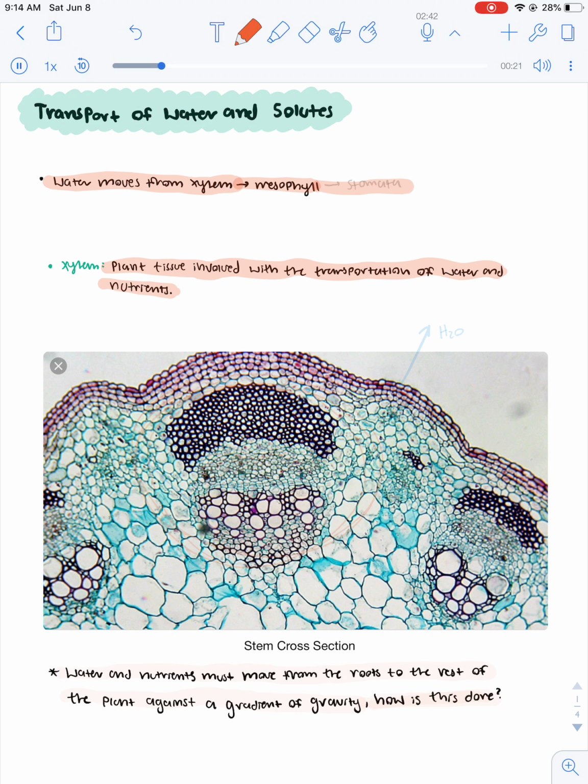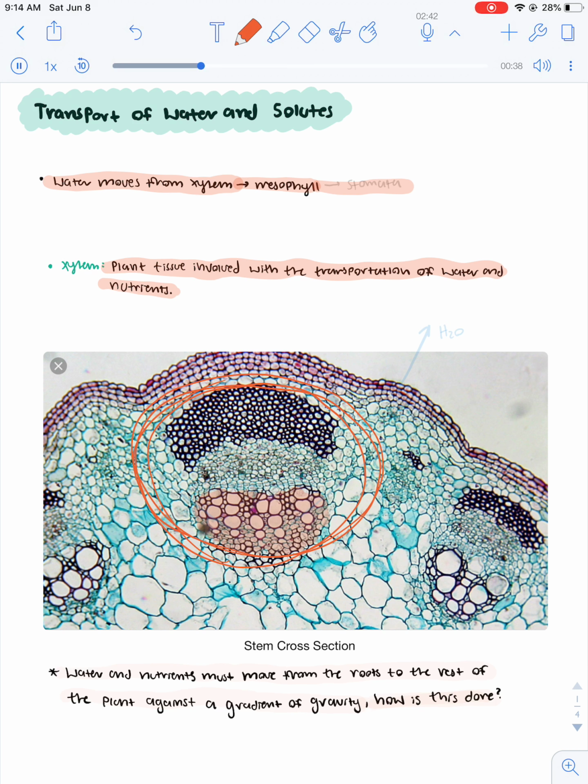Here we have a cross-section of a stem leaf. You can see that this bunch of cells here contains the xylem and the phloem. The xylem will be this bunch of cells down here.